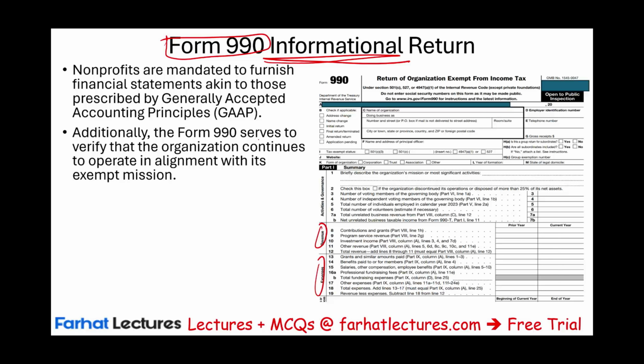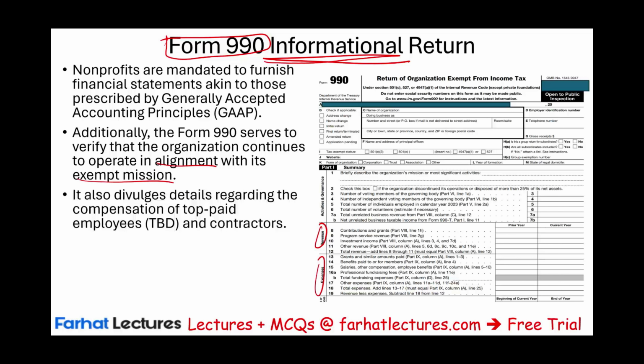Also, the Form 990 serves to verify that the organization continues to operate in alignment with the exempt mission. So on pages 3, 4, and 5, they'll ask you questions on whether you are still following your mission, what activities you are undertaking, and so on and so forth. It also reveals information regarding the compensation of top paid employees, and we'll talk about those, and contractors.